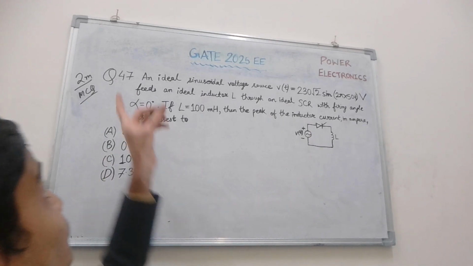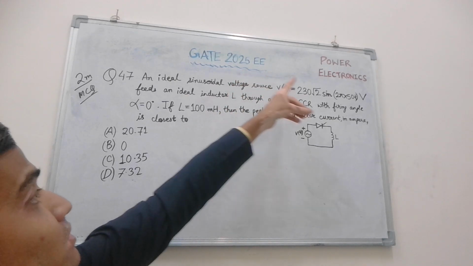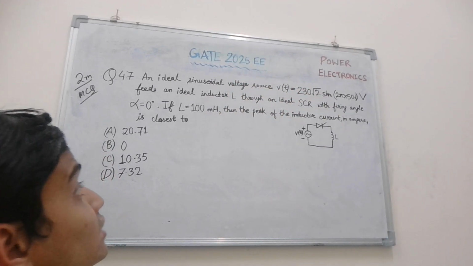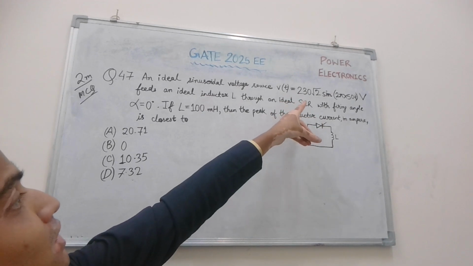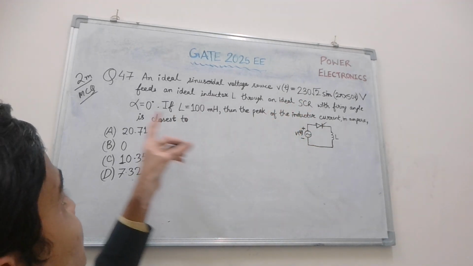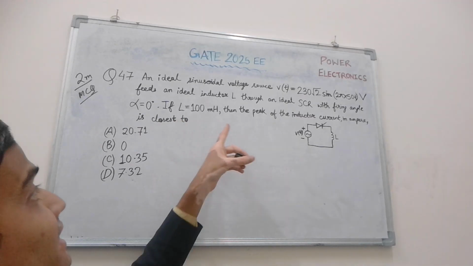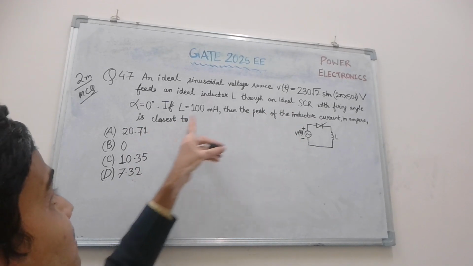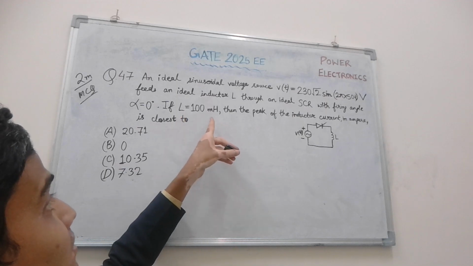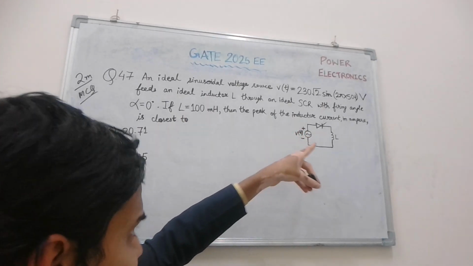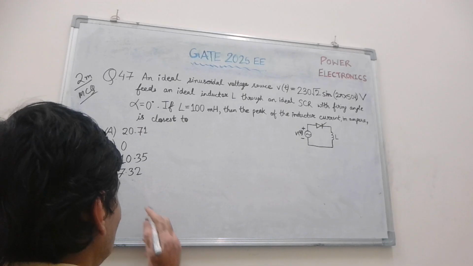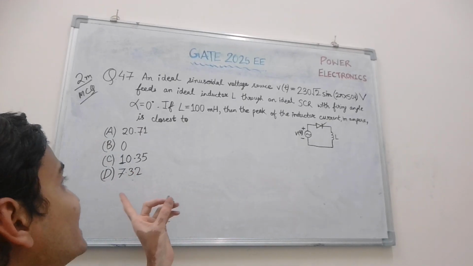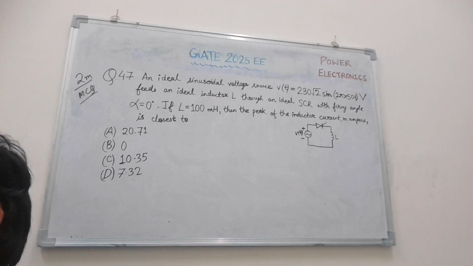Question number 47 in the master question of GATE 2025 Electrical Engineering from subject Power Electronics is as follows. An ideal sinusoidal voltage source V of t equal to 230 root 2 sine 2 pi into 50 t volt feeds an ideal inductor L through an ideal SCR with firing angle alpha equal to 0 degree. If L equal to 100 millihenry, then the peak of the inductor current in ampere is closest to. Options are A 20.71, B 0, C 10.35 and D 7.32.